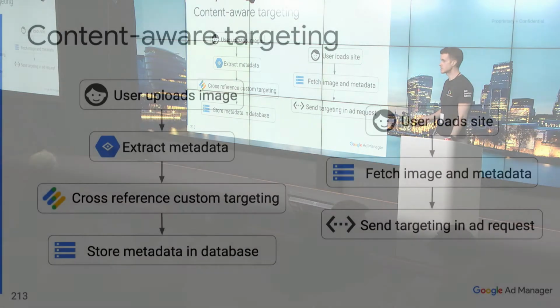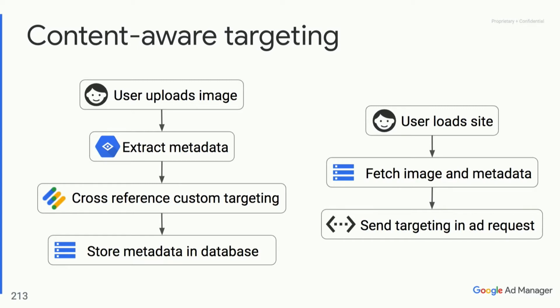So this use case, again, is broken into 2 tracks. It looks a little complicated, but I've really broken down the steps very fine-grained. So it's not as bad, and we'll step through many of them. So first, on the left-hand side, a user has uploaded an image. So we need to process that image. We need to extract the metadata that we'll be using. And then we're going to pass that metadata in and cross-reference it with our custom targeting. And then we're going to store that metadata in a database to use on the right-hand side.